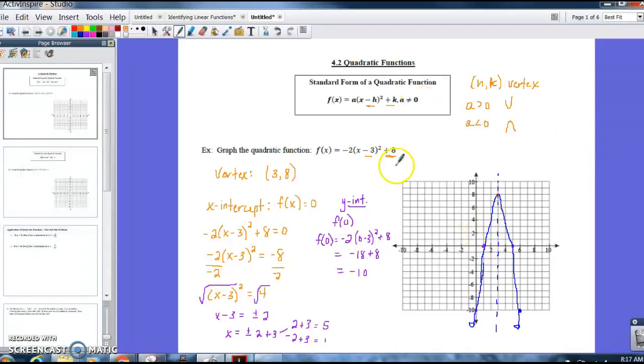Okay, so when you're in standard form, you want the vertex, you want x-intercepts and y-intercepts. And that gives you enough information to graph it. Also, by looking at this, we knew that it was going to open down because A was negative.